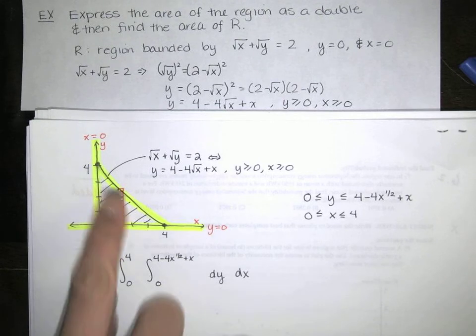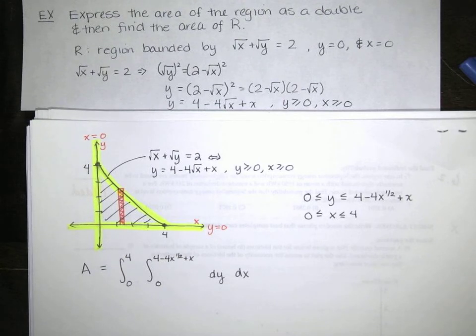Now this may not be exactly what the curve looks like, but I know that the curve is up here somewhere. I know this much, so this is good enough for us. It's good enough to correctly set up the double integral. All right, now that's not difficult to evaluate.